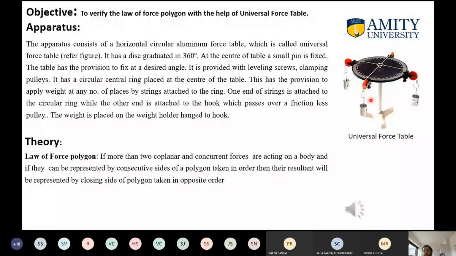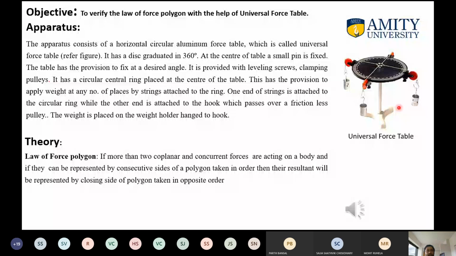So this is called a stand here. This is the circular disc, this is the small ring here, these are the threads, and this is the pulley here. These are small weights which are hanging on the pulley. I am just reading it out for you once again if you have missed something.